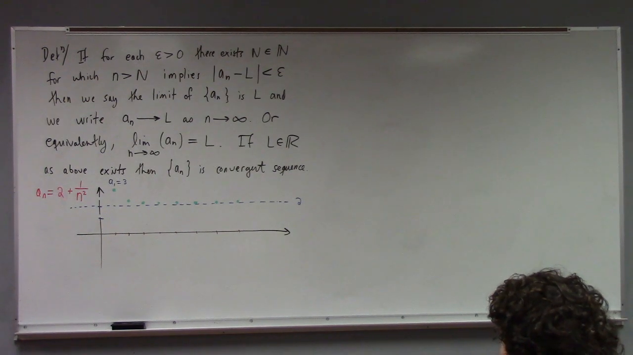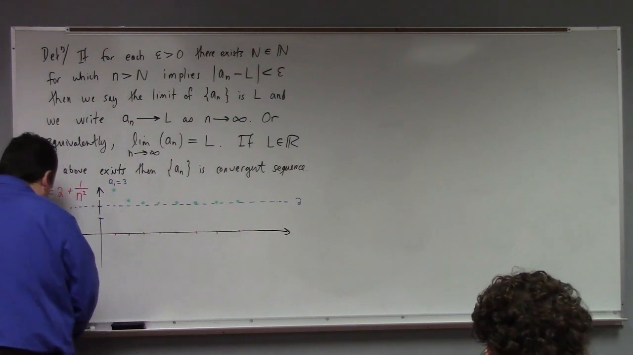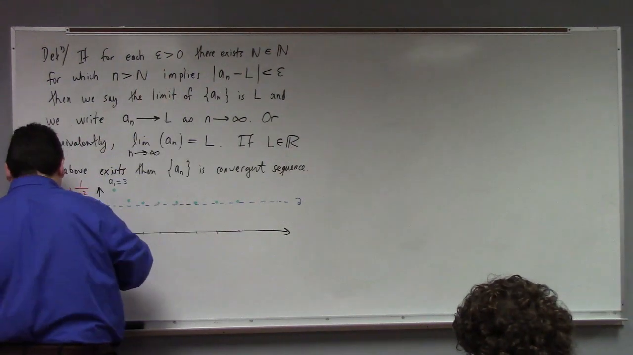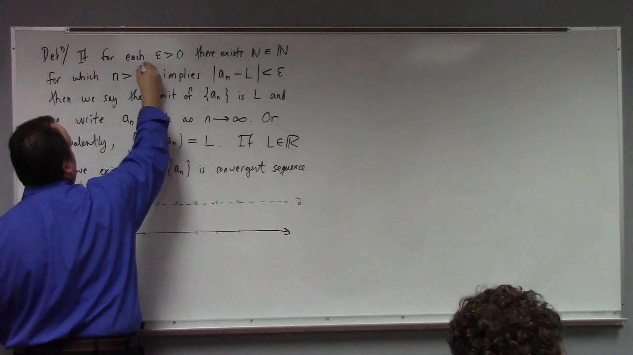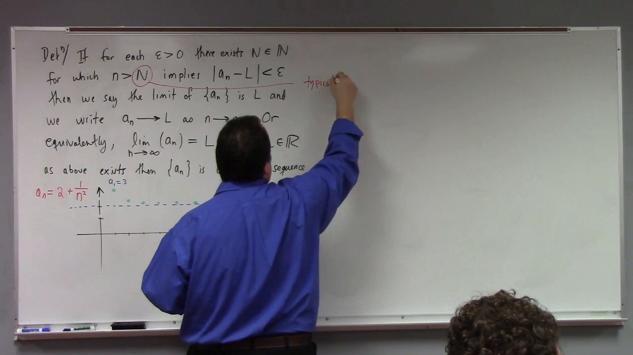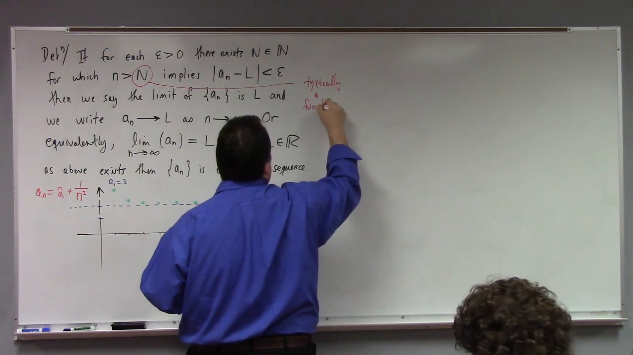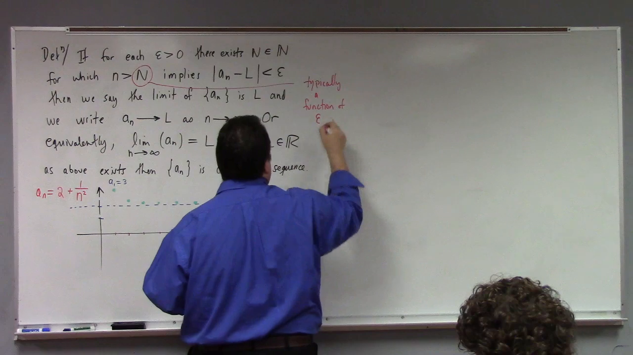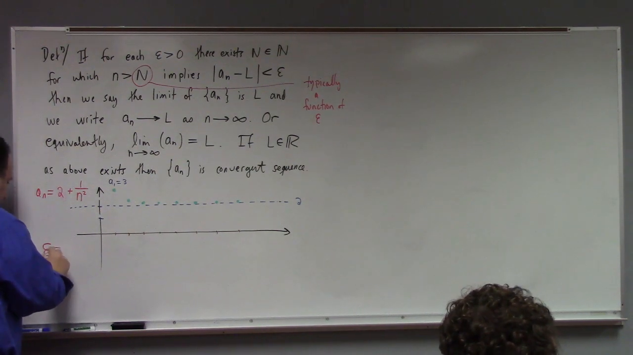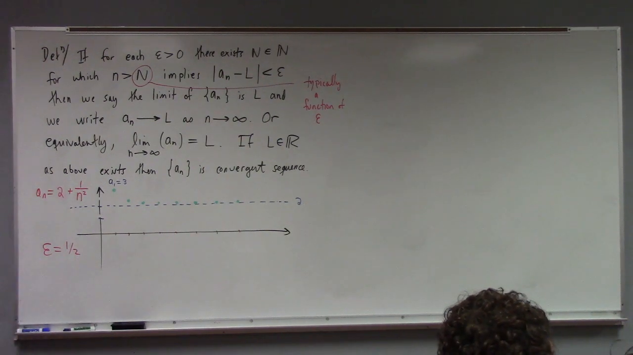Now you're asking me about what the N is, right? So it's different things for different epsilons. Conceptually, this N is a function of epsilon. All right, so for my example right here, suppose your epsilon is equal to a half for the sake of discussion, because that's pretty much the only thing I can illustrate here.